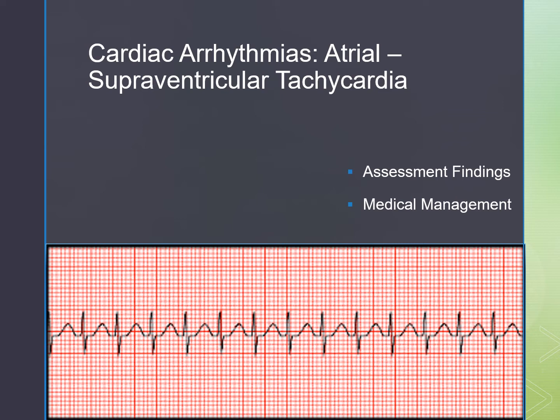These clients may experience chest pain, tachycardia, angina, hypotension, syncope, and reduced renal output. If we have poor cardiac output, that affects our urinary output because we're not getting the blood flow through the kidneys. We treat it with digitalis, adrenergic blockers, calcium channel blockers, or adenosine to rapidly convert the rhythm.